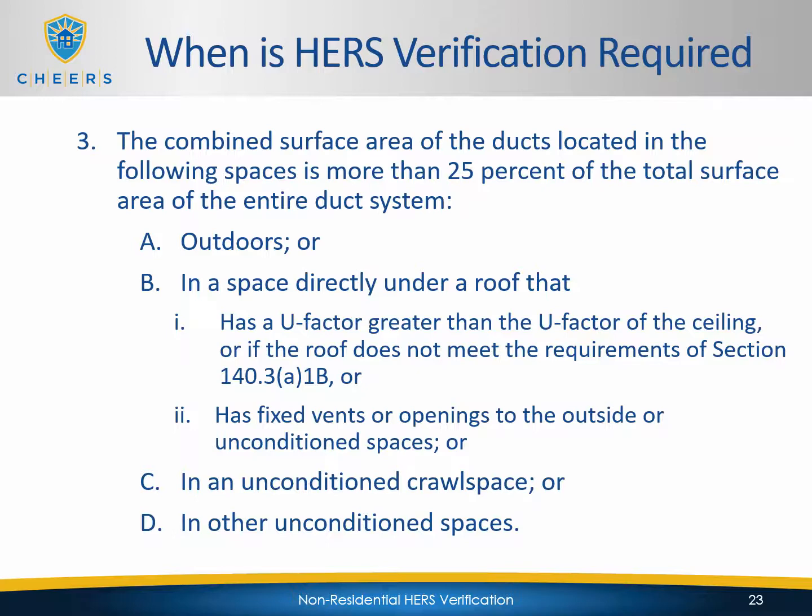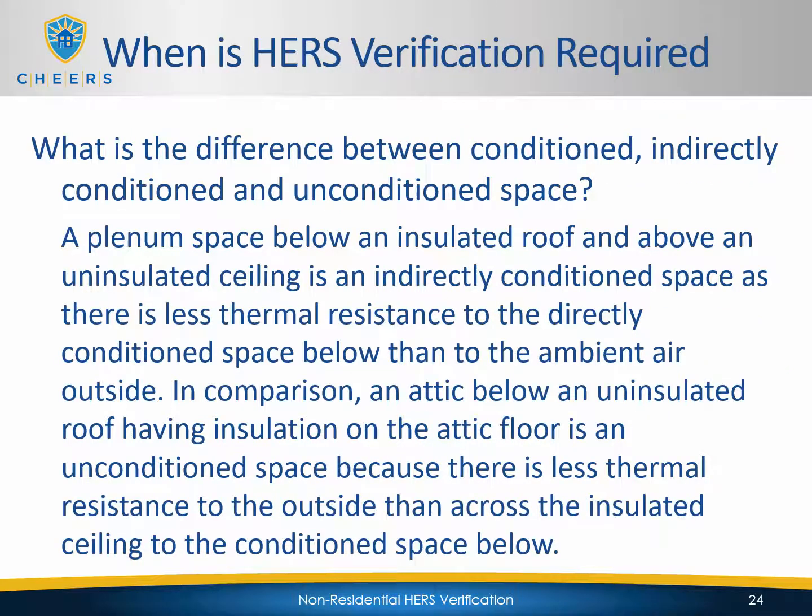So what this means is, they want you to identify where is the thermal barrier, where is the insulation at. If the ducts are on the unconditioned side of that thermal barrier or insulation, then that's going to be in a space directly under a roof that meets this requirement, and therefore it goes towards that 25%. And then the last two, in an unconditioned crawl space or in other unconditioned spaces. So they want to know how much of this duct is going to be in an unconditioned space, which means that it's going to have a greater delta T between the air going inside the duct and the air surrounding it, which just relates to how much of that heat energy is going to pass through that duct insulation.